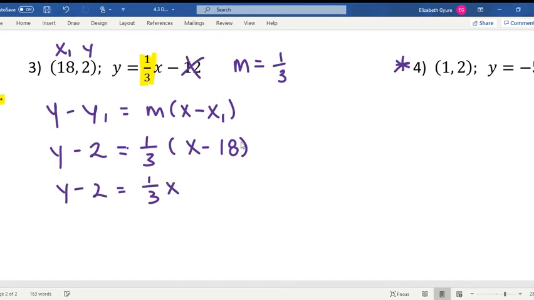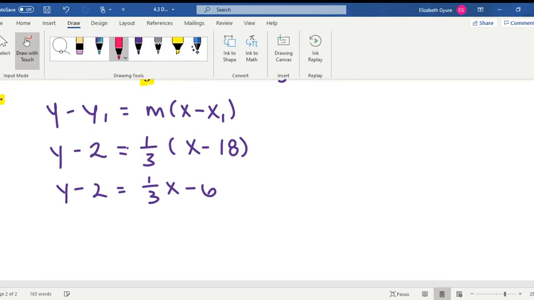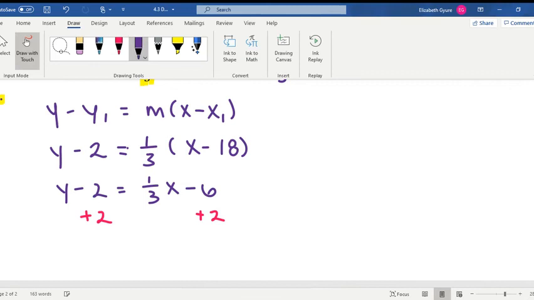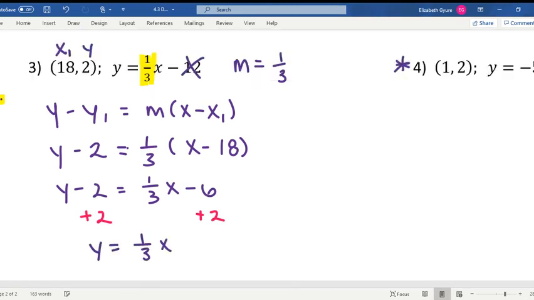Yeah, it's basically the other way around. But if you're taking 18 times 1/3, that's the same thing as 18 divided by 3, which is 6. So minus 6. Olivia, what would be my next step? What needs to move over? Yeah, very good. We are going to add 2 to both sides. Good. So then you're going to have y equals 1/3 x, and then negative 6 plus 2. Negative 6 plus 2 is negative 4. Remember, check in your calculator if you need to.